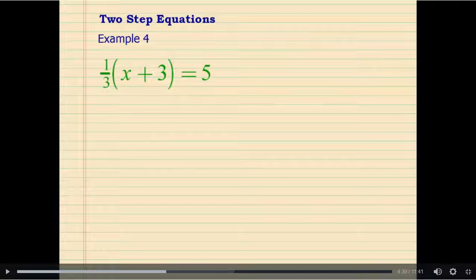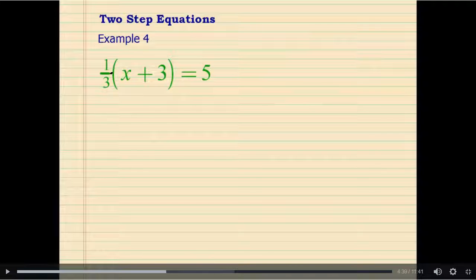Here's another example with two-step equations. In this case, we're going to undo everything that was done to the variable in reverse order of operations. X was added by 3 and then the sum was multiplied by 1/3. So we're going to undo the 1/3 first and then take care of the 3.